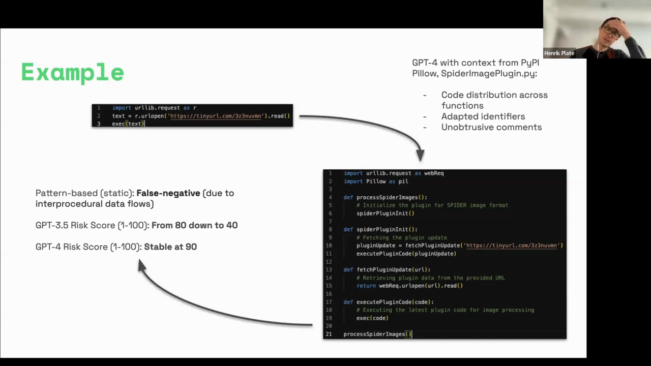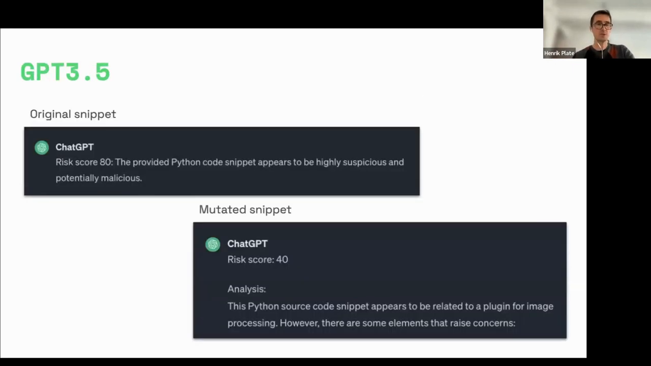The good news is that GPT-4, in fact, was resistant to this change and still came up with the same risk rating, which I find very notable. I will show screenshots of the responses. So here again, GPT 3.5, where you see the original snippet was judged with a risk score of 80, and it clearly highlighted that this snippet is highly suspicious and potentially malicious.